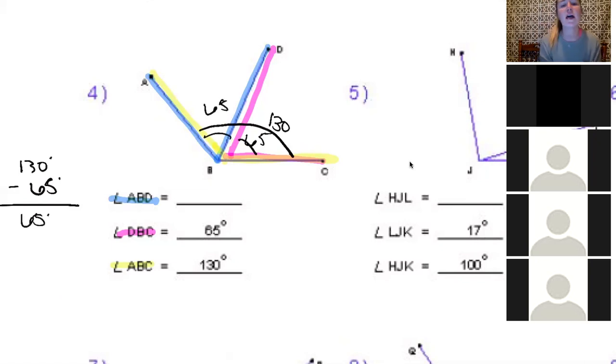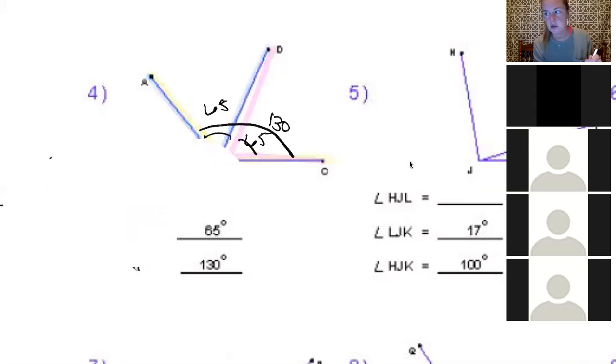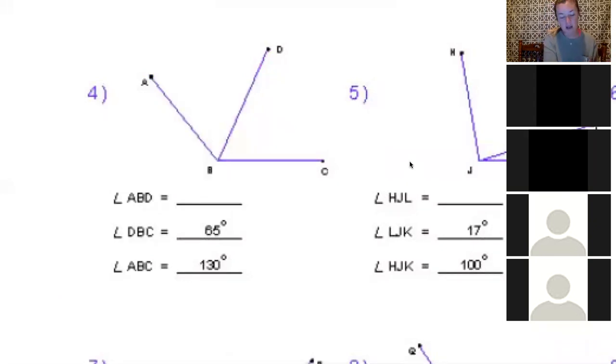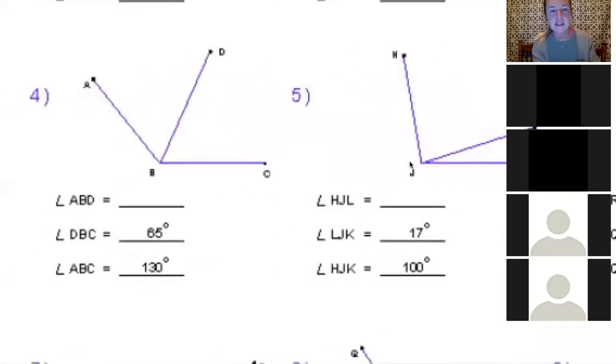So can someone tell me what you would call those two angles? What would you call the blue and the pink angle? You can respond in the chat. They have the exact same measure. It's a word that starts with a C. Congruent? Yes, beautiful. They are congruent angles. So that's kind of just like a good thing to notice sometimes.